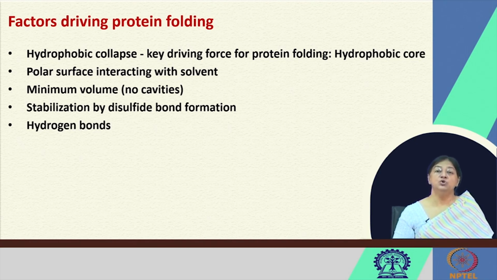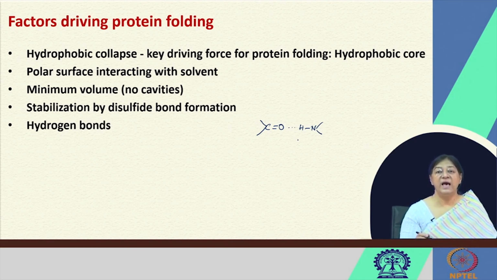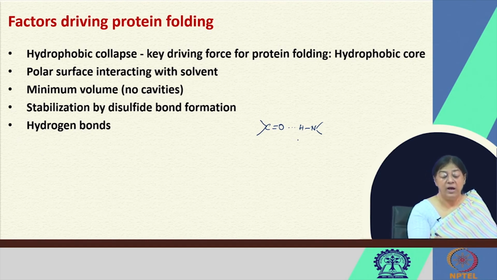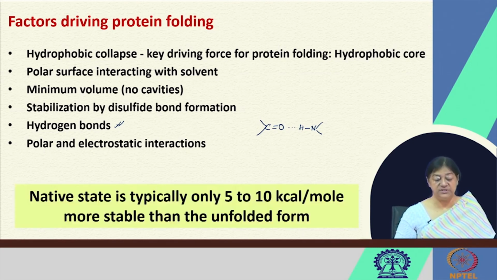Hydrogen bonds: we know that hydrogen bonds always form between the C double bond O and the NH, but in this case we can also definitely have hydrogen bonds between the side chain residues that have polar components, in the sense they have oxygen or nitrogen in their side chain, to also form hydrogen bonds that are going to stabilize the structure. Then there are polar and electrostatic interactions between ion pairs that can be associated with the acidic and the basic amino acid residues.